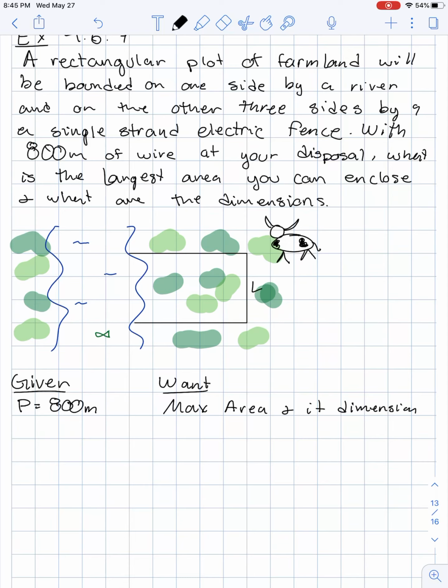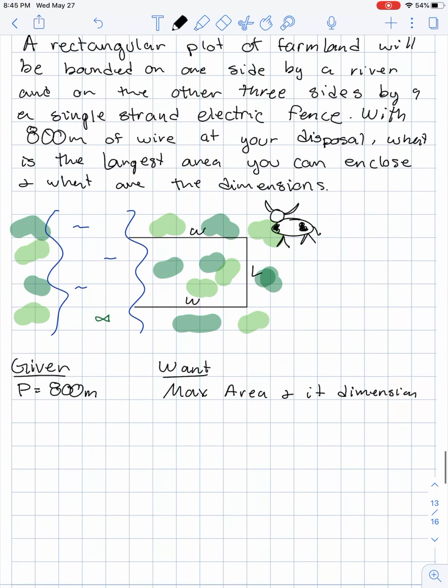I like to call this side L and this side W. That also makes this side W. It's a rectangle, so I know that two sides have to be the same, right? The opposite sides. I just know that from rectangles.